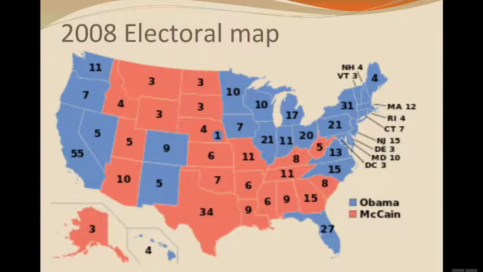Each state essentially is given a certain amount of electoral votes. So you can see up here that a number of these states have 3 votes. We see New York has 31, Florida has 27, Texas 34, California has 55. In this system, each state has these votes that they cast in the election for president, and whichever president has the most of these electoral votes is ultimately chosen to be president.